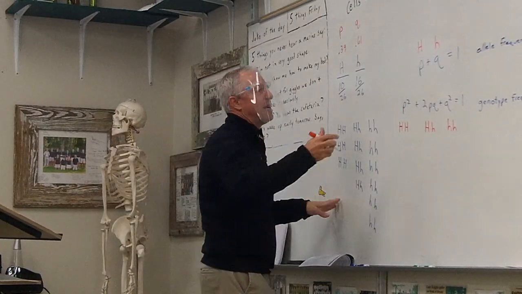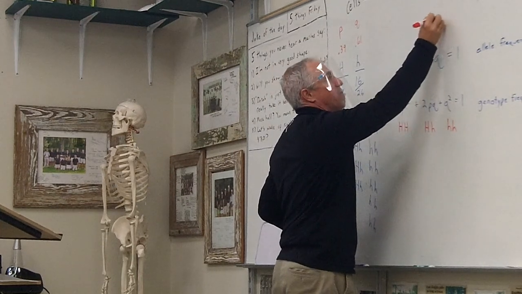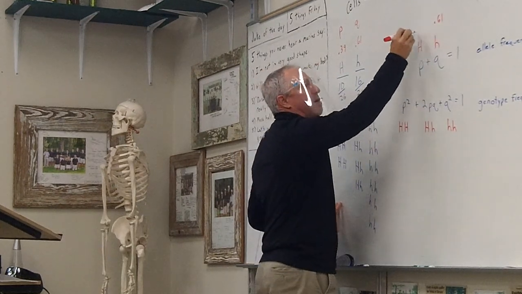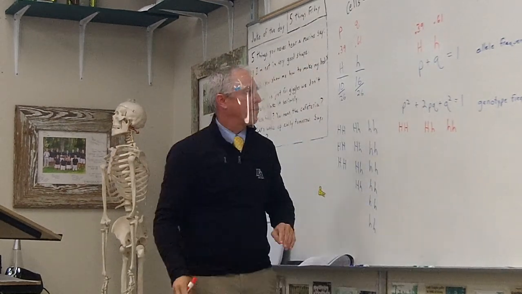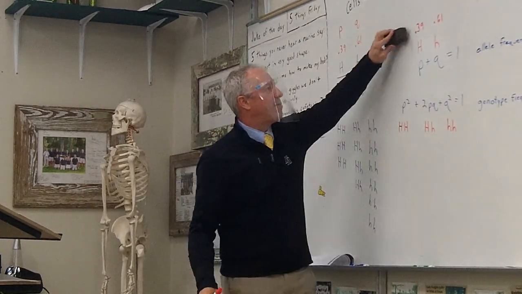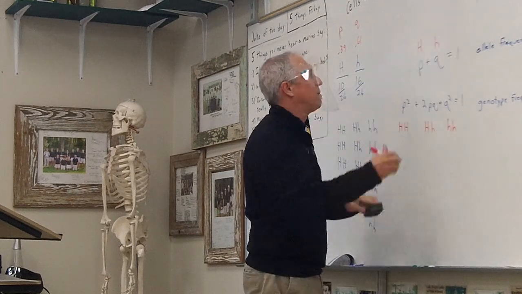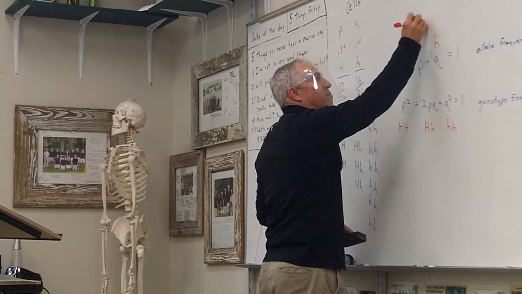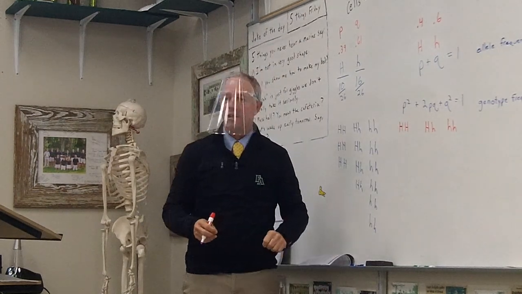So for instance, if it was true that our Q was 0.61 and our P was 0.39, in other words, there's about a 40% chance. Let's round off. Do you like making math simpler? Yeah. Let's round that off to 0.4 and 0.6. Now we can do some of these without a calculator.